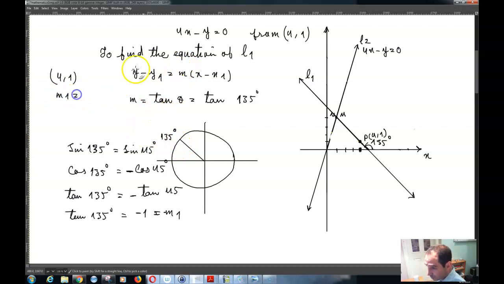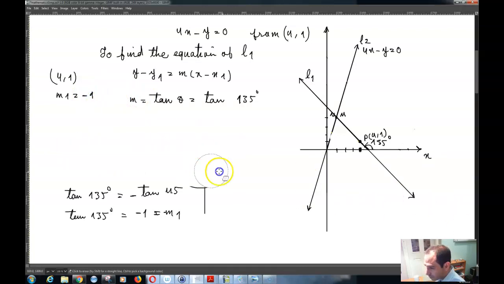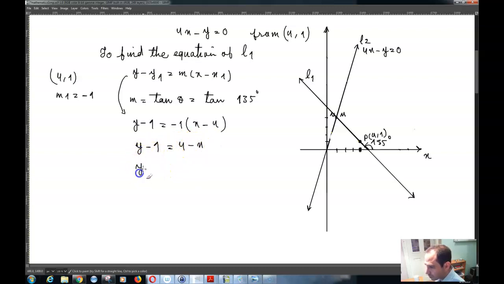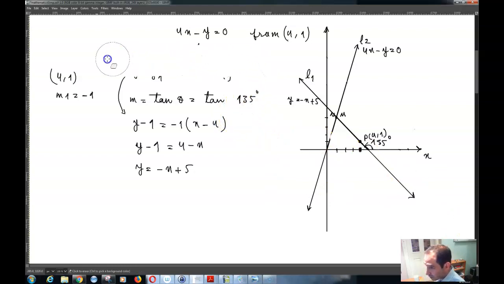So your m1, or m in this equation, is equal to negative 1. So then you can write this equation as y minus 1 is equal to negative 1 times x minus 4, which is the same thing as y minus 1 equals 4 minus x. And then you can say that y is equal to negative x plus 4 plus 1, which is 5. So the equation of this line over here is basically y is equal to negative x plus 5. So that is the equation of this line.